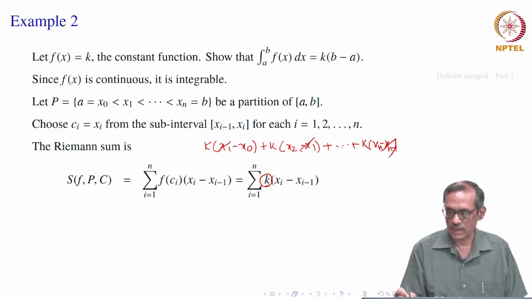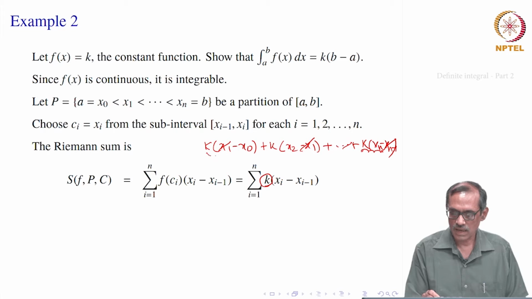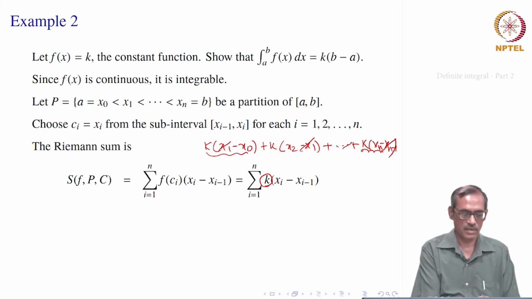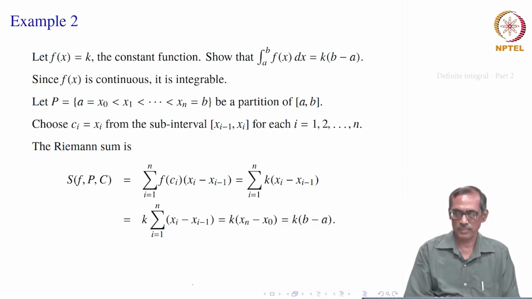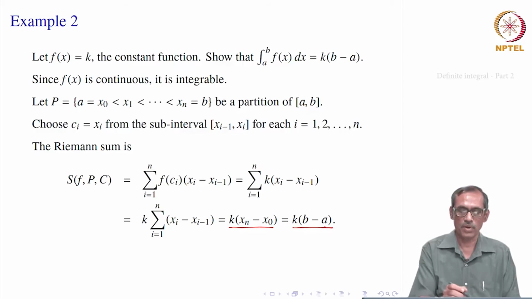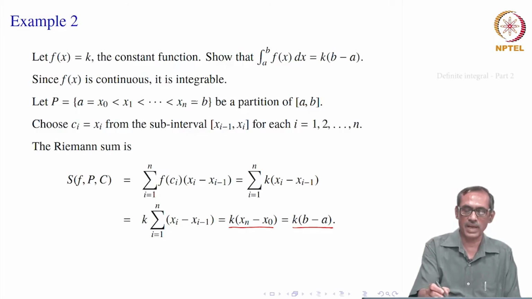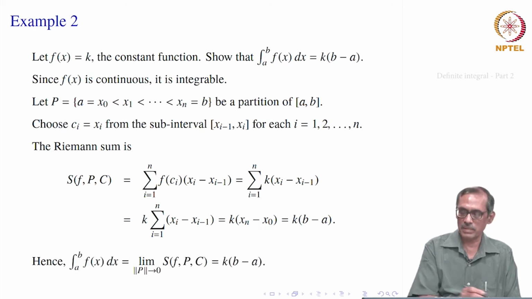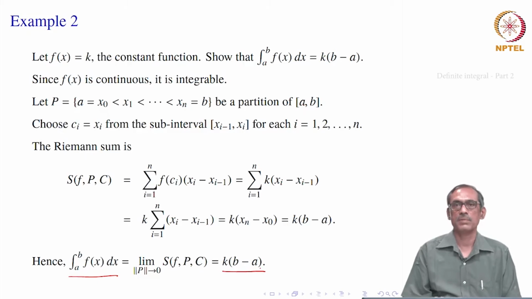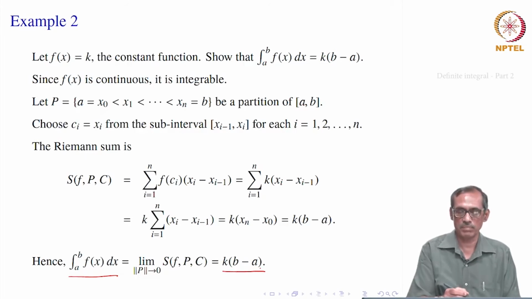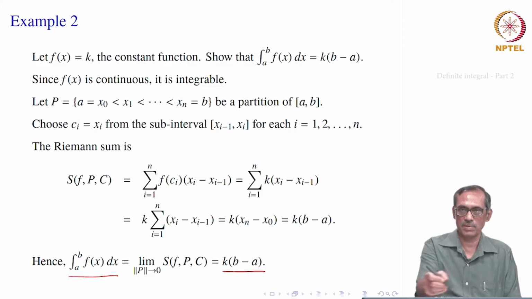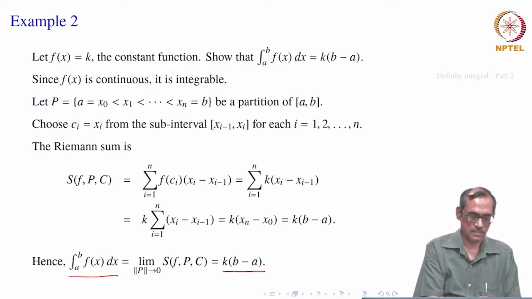So, these things are cancelling, right. So, that means whatever remains is k xn and k x0. Everything else cancels away. So, that is equal to k into xn minus x0, which is simply k into b minus a. Therefore, when you take the limit of this where norm p goes to 0, it will be again that because it is a constant. So, we get the integral equal to k into b minus a. So, that is simple, it is a verification of our definition for this easier case.